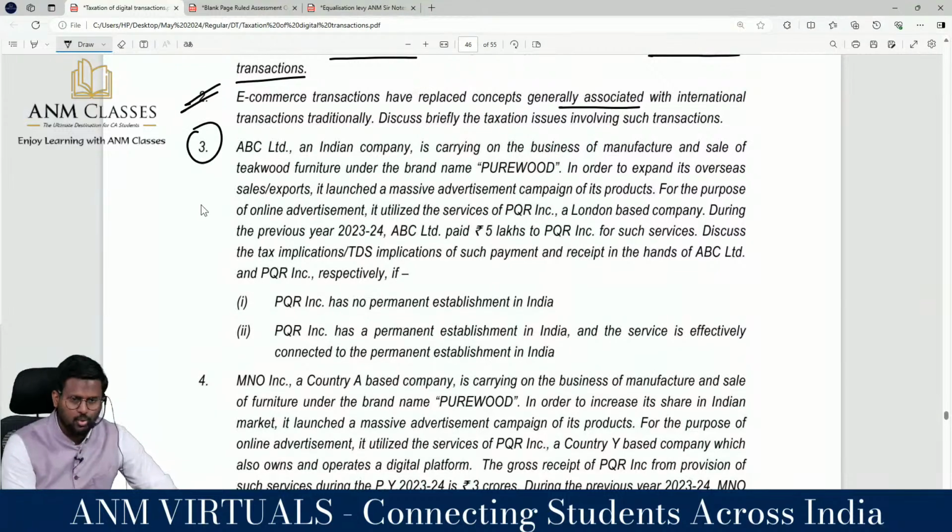This kind of application question will come in the examination. Sometimes from equalization levy there will be a 6-mark question. I am not saying always, sometimes.